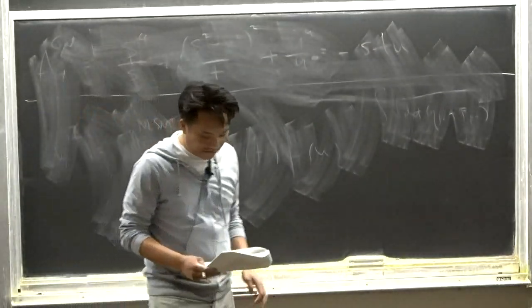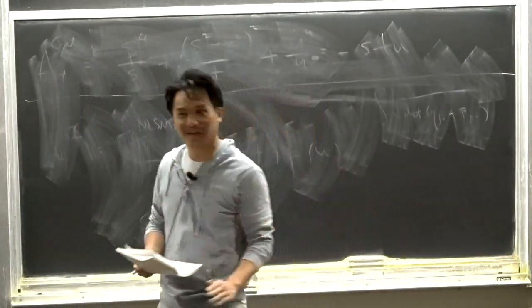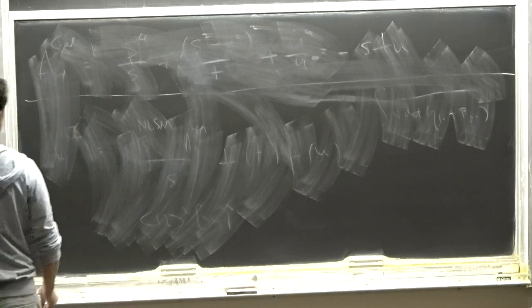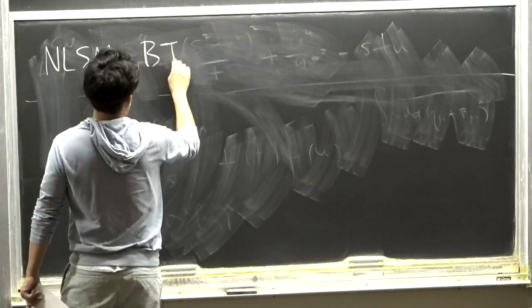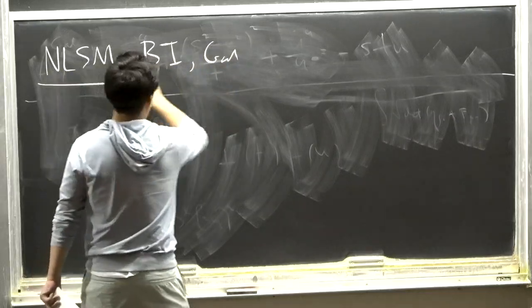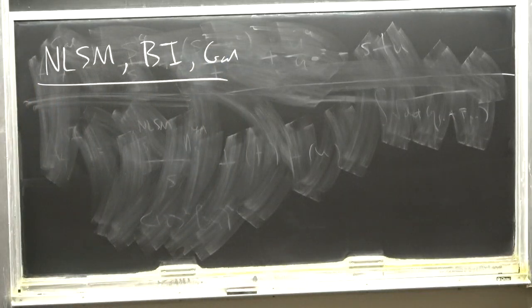At the level of fields, we're returning, as I said before, to the dark side here. So, NLSM, Born-Infeld, and Galilean. These are the theories that partook in the double copy. Let me explain what the mechanism is. It's very simple. I can say it in words, and then we'll do it.